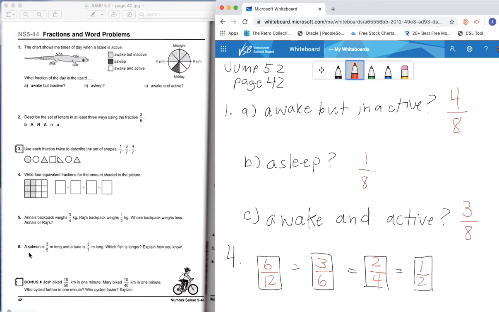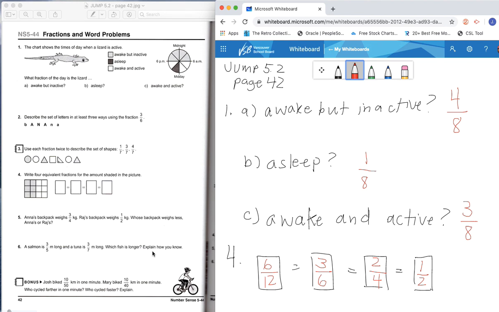All right, number 6. A salmon is 3/5 meter long and a tuna is 3/7 meter long. Which fish is longer? Explain how you know. So this one, if the numerators are the same, then you're looking at the denominators, okay? And that means you need to look on page 29, and the gray box in there tells you what to do, okay?